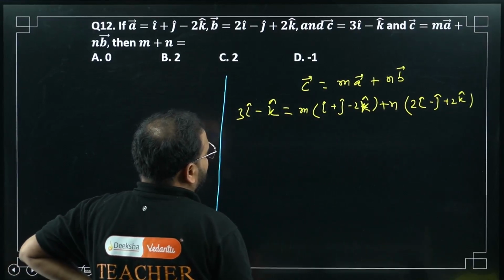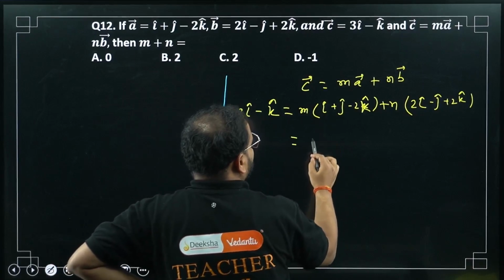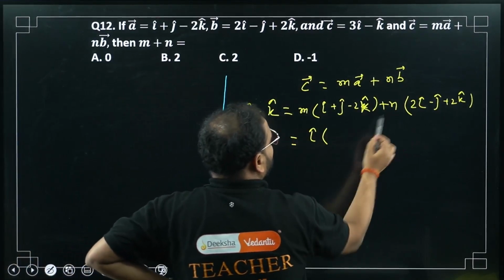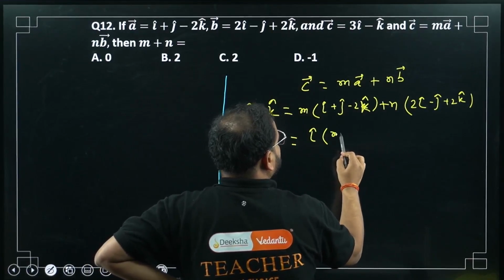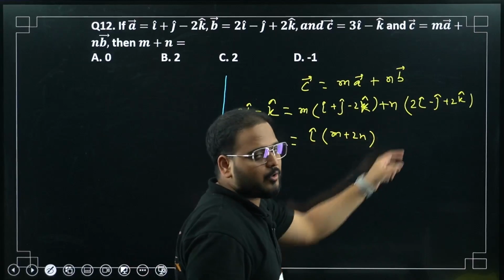Now I'll compare the coefficients of i, j and k on both sides. So for i, please check, I will get m over here and 2n over there. So m plus 2n for i cap. M over here, 2n over this side.